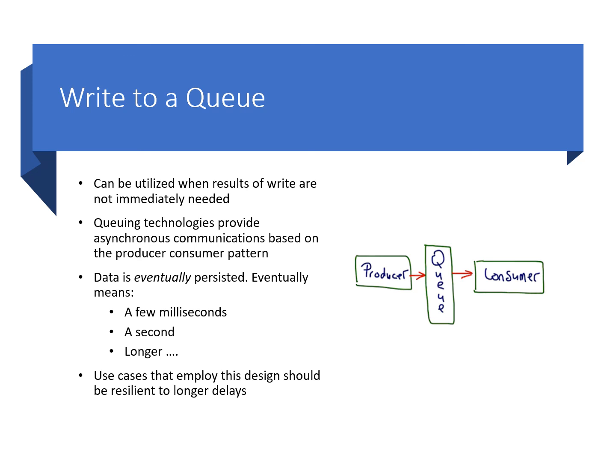There's a collection of queuing technologies that exist that you can use in your applications, and I'll discuss how these operate in later lessons. Basically, they all provide asynchronous communications. A producer service writes a message to a queue, which acts as some form of temporary storage, while another consumer service removes messages from the queue and makes the necessary updates to some downstream database. The key is that the data is eventually persisted. Eventually typically means a few seconds at most, but use cases that employ this design should be resilient to longer delays without impacting the user experience.